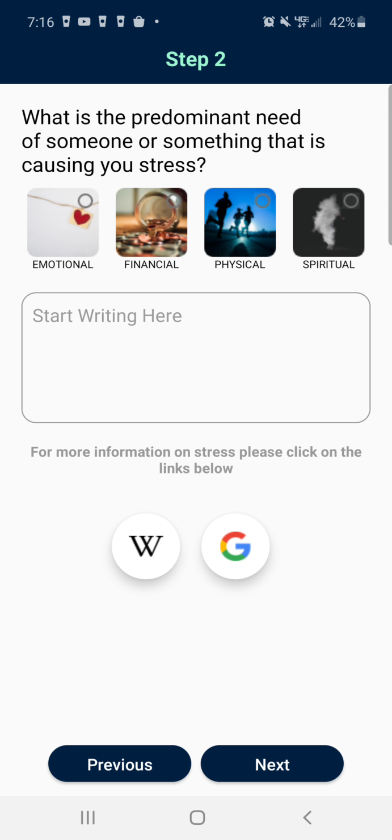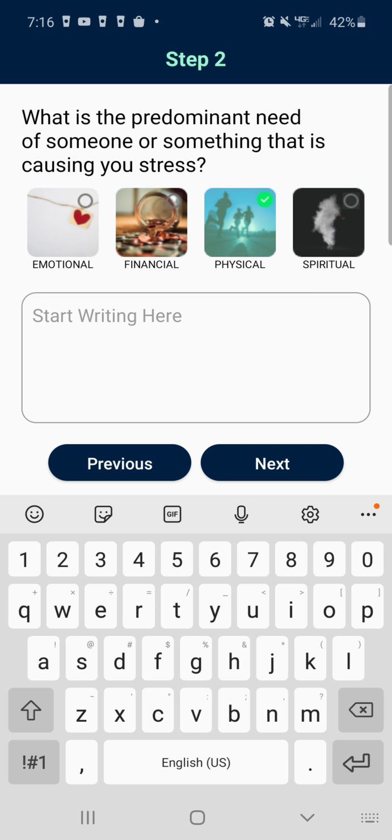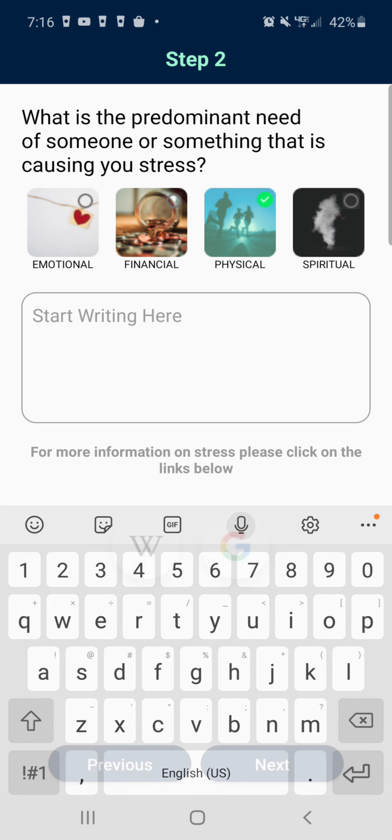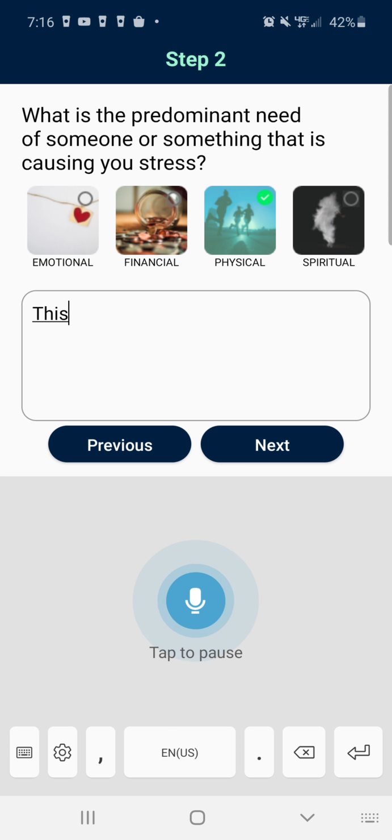What is the predominant need of someone or something that is causing you stress? So needs cause us stress. They're from people, places, and things. Now, in this situation, is it emotional, financial, spiritual, physical? Really, it's all four, but we break it down one by one. So let's say for now, he's suffering stress from the physical comforts he had with his wife. So basically physical. We write it down right here. We can type into the app: he misses his physical connection with his wife.